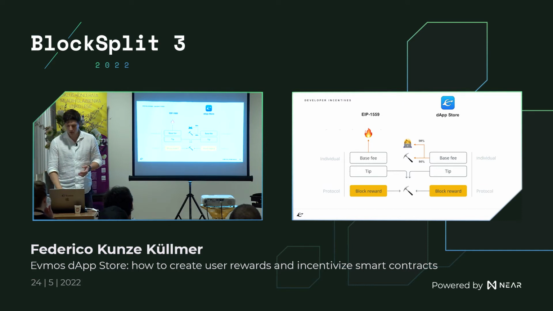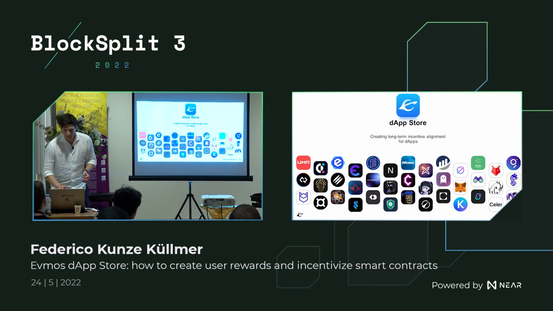So now we're creating incentive alignment between the developers that are deploying all these applications and the validators, who are also still getting 50% of the base fee instead of it getting burned. The dApp store is a place where we're creating long-term incentive alignment for decentralized applications, and the entire Evmos ecosystem is going to hugely benefit from creating all these rewards for the developers, because previously they were not incentive aligned.